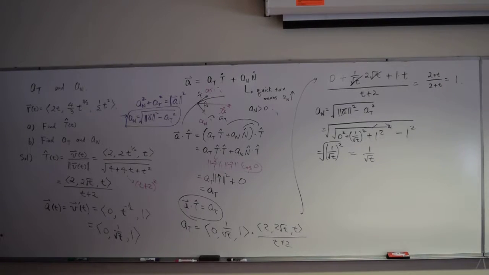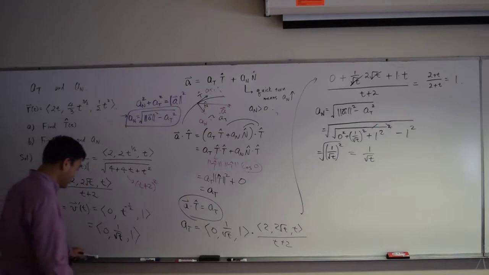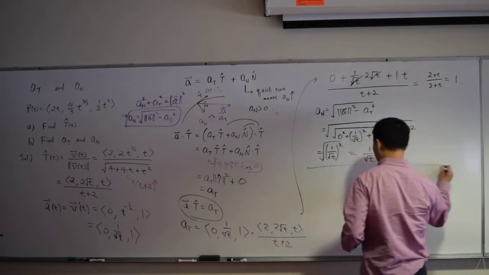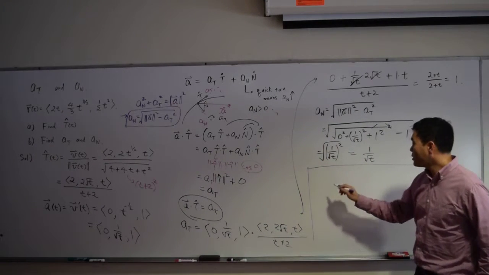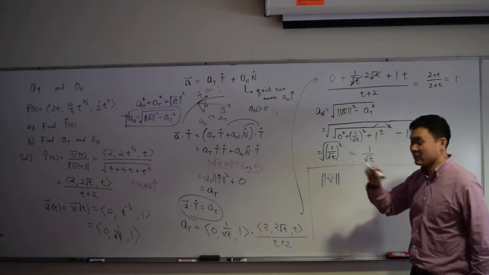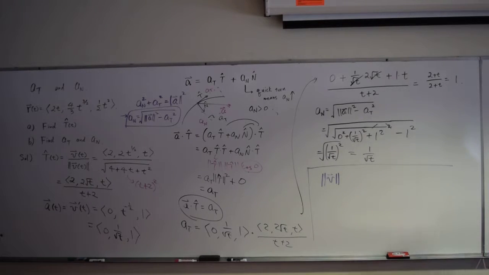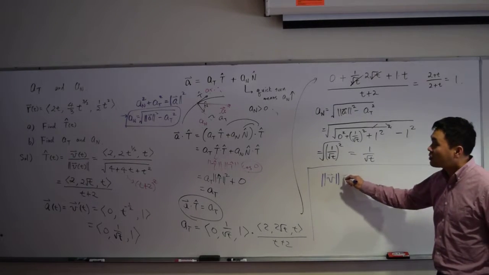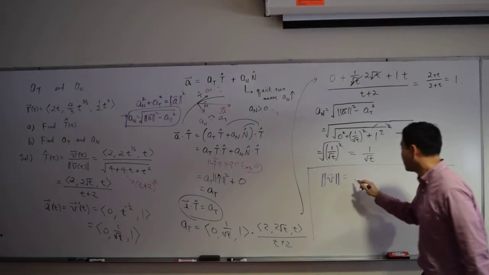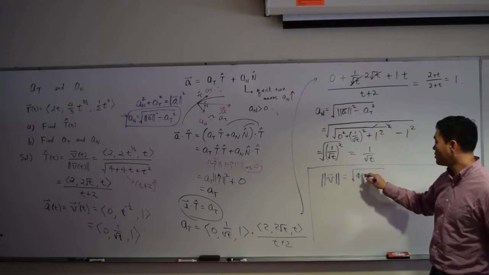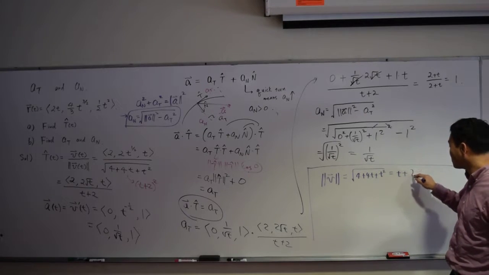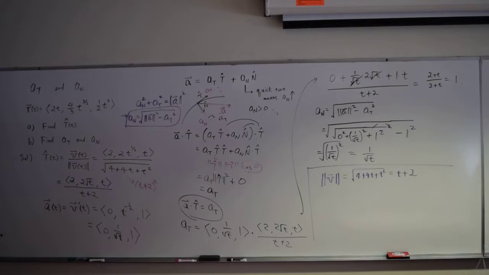Now let me tell you another way to look at this problem. What is the velocity? Now, what is the speed? Speed is the magnitude of the velocity, right? Let's see what that is. It's this one, right? Magnitude of the velocity is this one. We already have it calculated, which we simplified it to be t plus 2, right? So that's the speed.